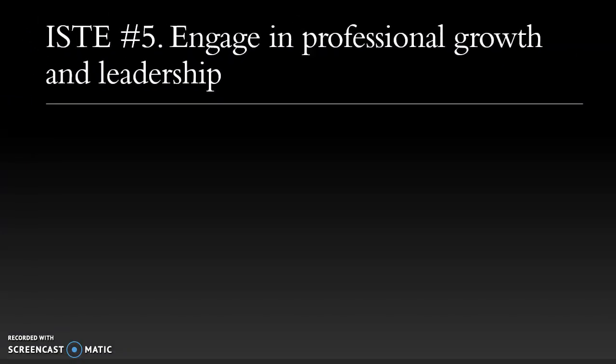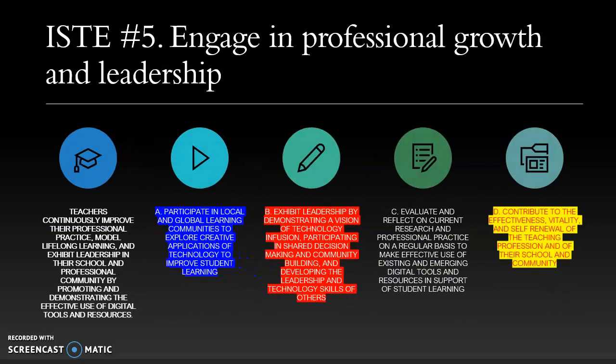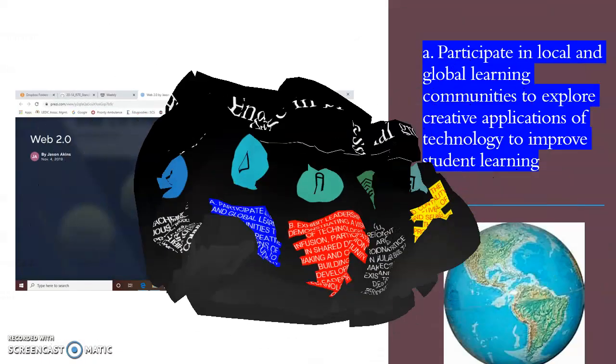So next, ISTE standard number 5, engaging in professional growth and leadership. So teachers continuously improve their professional practice models and exhibit leadership in their school's professional community by promoting and demonstrating effective tools and resources. Again, I've chosen 3, 1, 2, and 3 to demonstrate that.